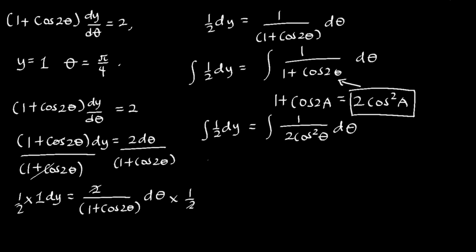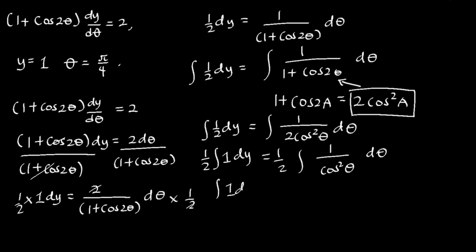So you can have something like this: half the integral of 1 dy equals half the integral of 1 over cos squared theta d theta. The half multiplying the integral of 1 dy is the same as what was here. So from here you can see that the halves can cancel out, so that we have the integral of 1 dy equals the integral of 1 over cos squared theta d theta. This is what you're going to have.